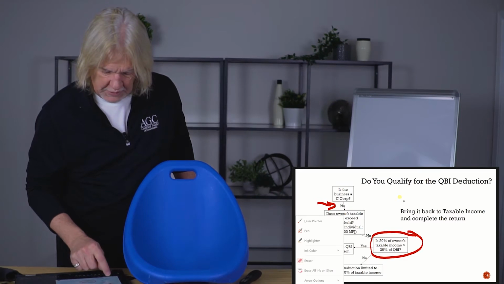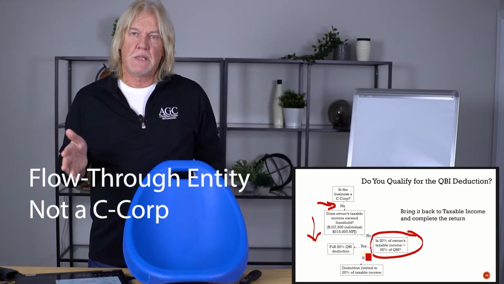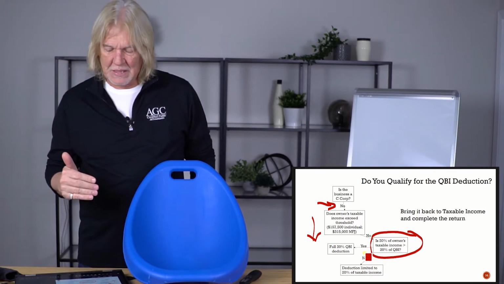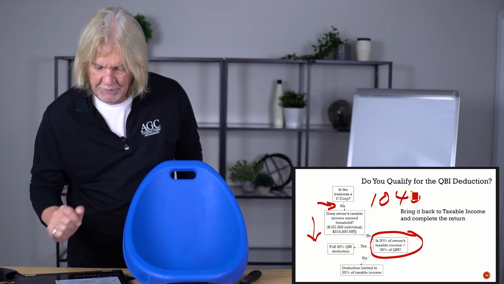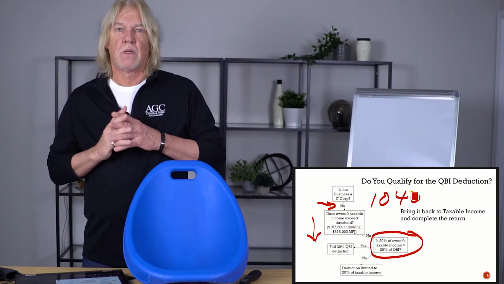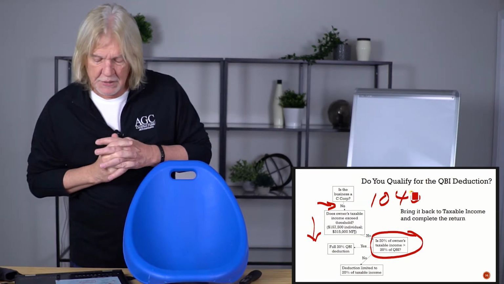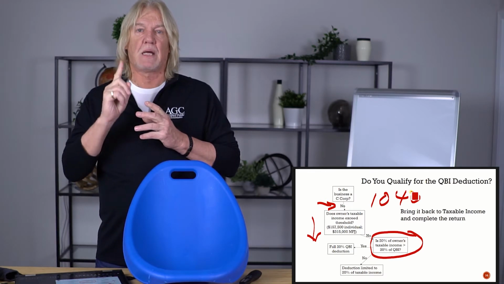So let's summarize here. What do we have? We're a flow-through entity. We're not a C Corp. Now we're looking to say, what is our taxable income? We're looking at the 1040. So I'm on the 1040. It says, does the owner's taxable income... Here's number one in calculation.